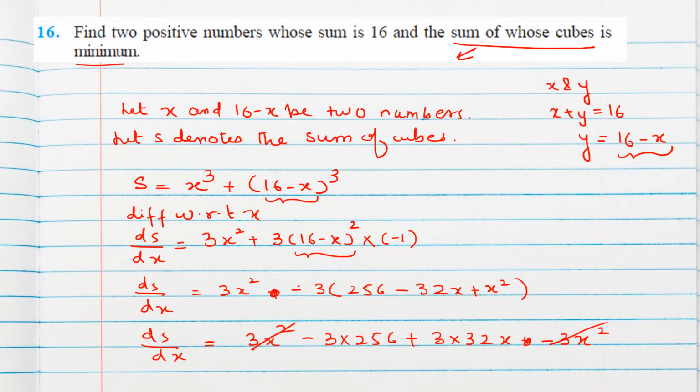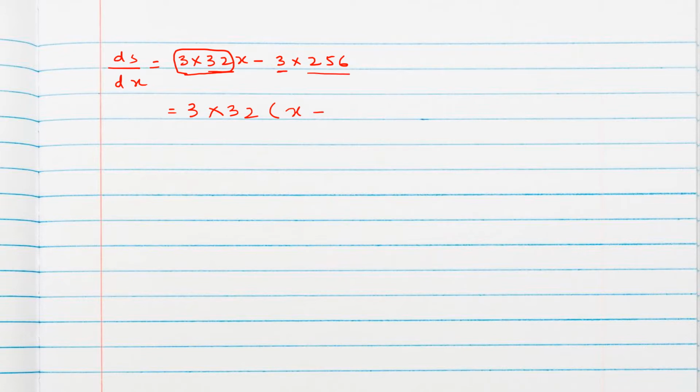So ds by dx is 3 into 32x minus 3 into 256. So 3 we can take common, and we can take 32 common also. If we take 32, 8s are 256. So see, we took both common, so x will remain here, and here 3 I took, and from this 32, so 8 will remain. So ds by dx is 96 times (x minus 8).